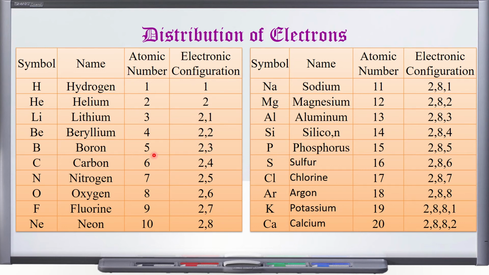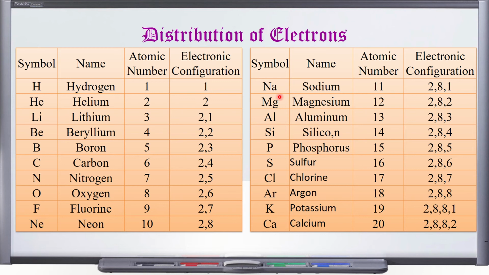Boron has 5 electrons, so its electronic configuration will be 2, 3. That means the first shell has 2 electrons, and the second shell has 3 electrons. Carbon, 2, 4; nitrogen, 2, 5; oxygen, 2, 6; fluorine, 2, 7; neon, 2, 8, in this way.